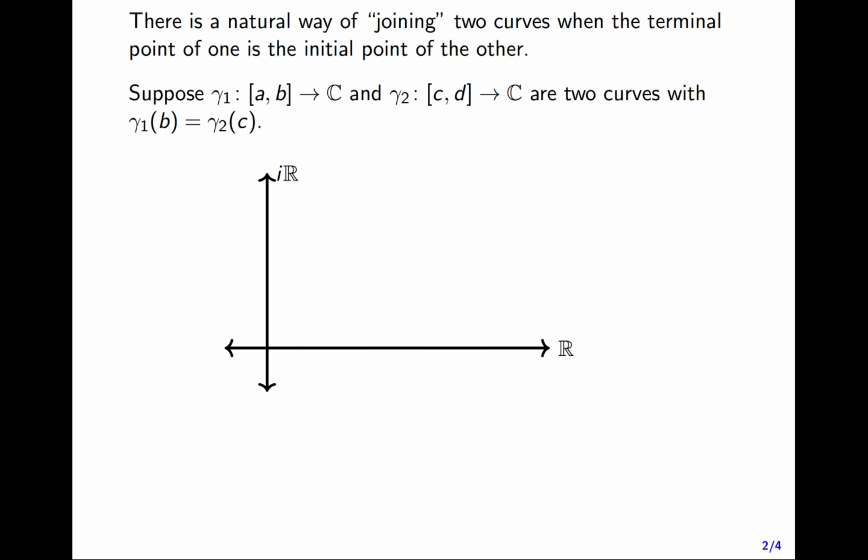Let's draw this. So here's our complex plane. Here's our first curve. Its initial point is gamma 1 of a. Its terminal point is gamma 1 of b. Here's our second curve. The initial point is gamma 2 of c, the terminal point is gamma 2 of d, and we note that gamma 2 of c is equal to gamma 1 of b. So how can we define a curve that sort of composes or sticks gamma 1 and gamma 2 together?